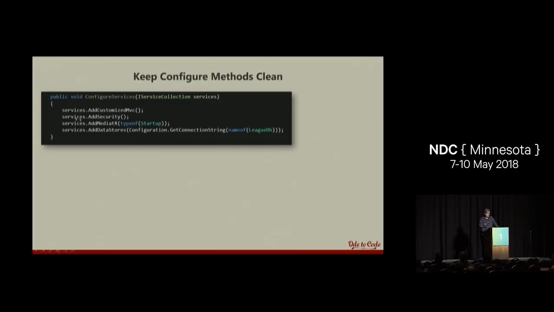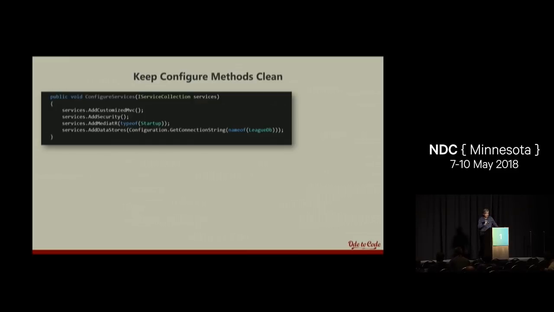So I always encourage people to keep this method flat. All I want to see is a list of things that you're doing. Oh, you're adding MVC, you're adding some security services, you're using Mediator, you're adding some data stores. And if I'm interested in some specific details, like what are you doing to customize MVC, I can just put the cursor on that line, press F12, and I can look at exactly what you're doing. But this is a good big picture view, which is what I want to see inside of ConfigureServices.